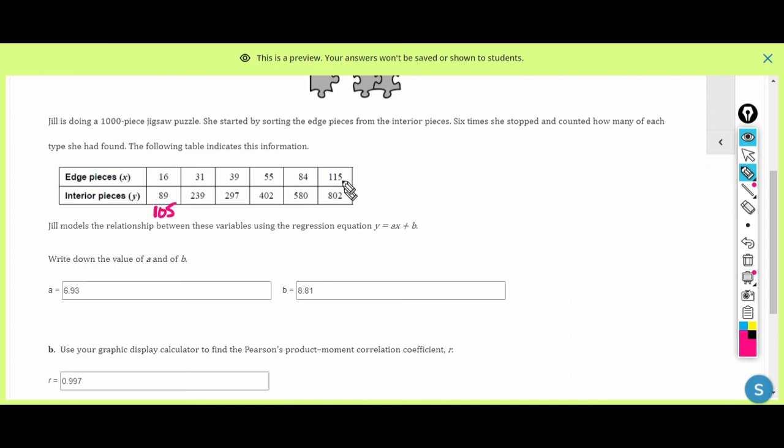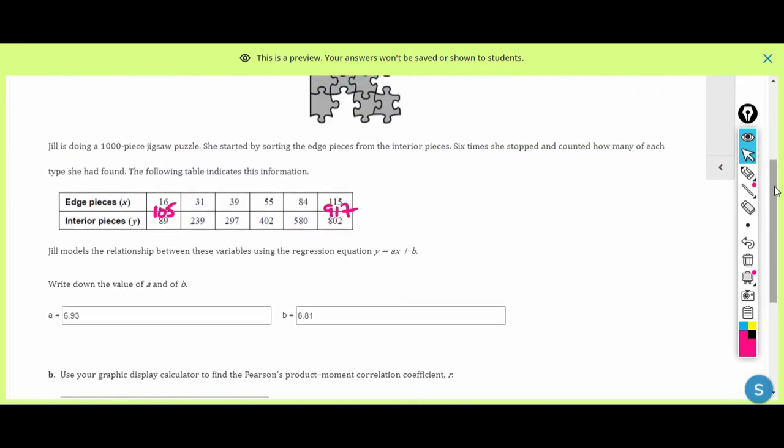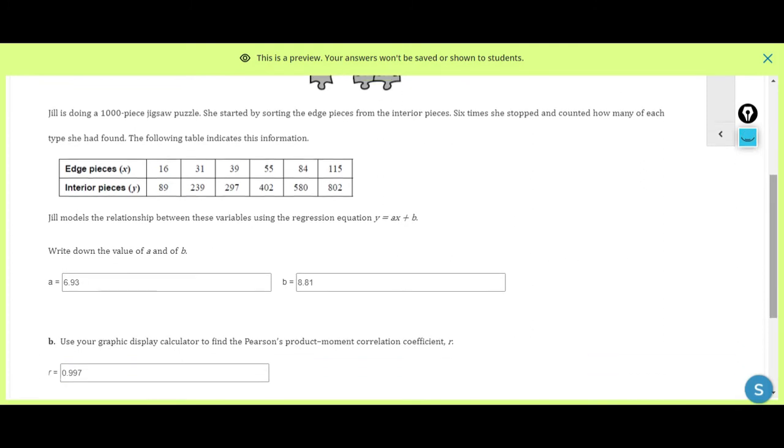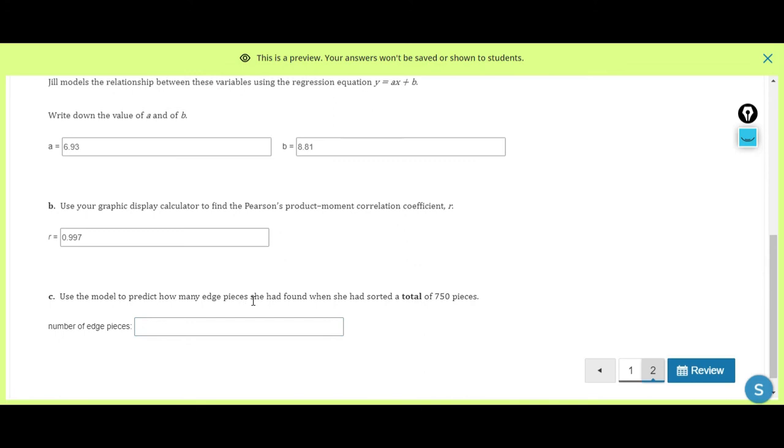That's the smallest sum. And up here we have 917 pieces. So if you add the edge pieces and the interior pieces together, the sums range from 105 up to 917. And of course, this is what they're actually asking you. Actually, I guess I'll shut that off since it's going to move along with me here. They want you to figure out how many edge pieces she had found when she had sorted 750.